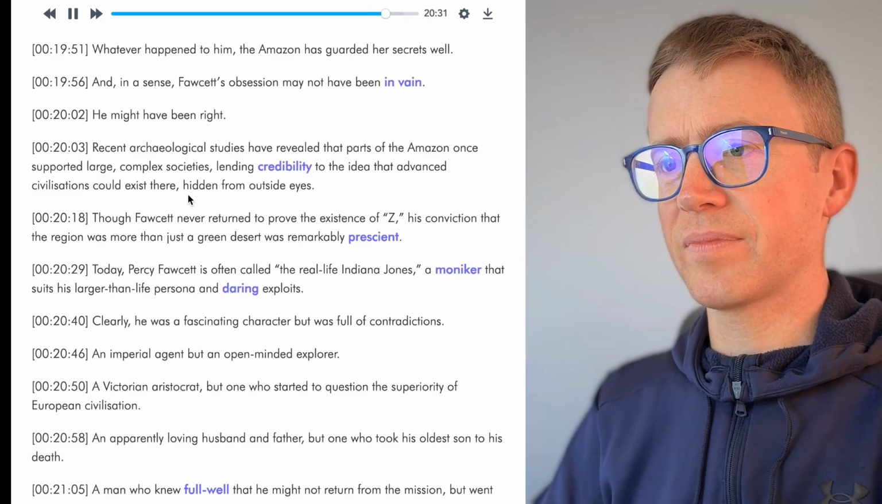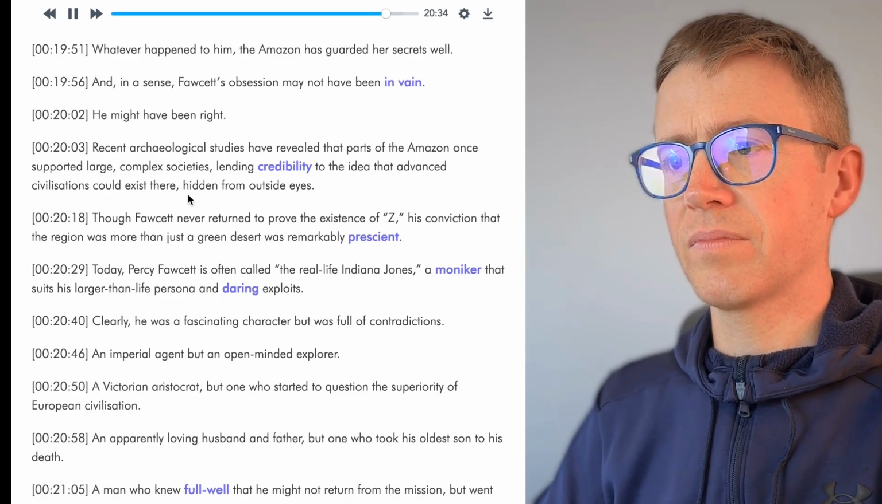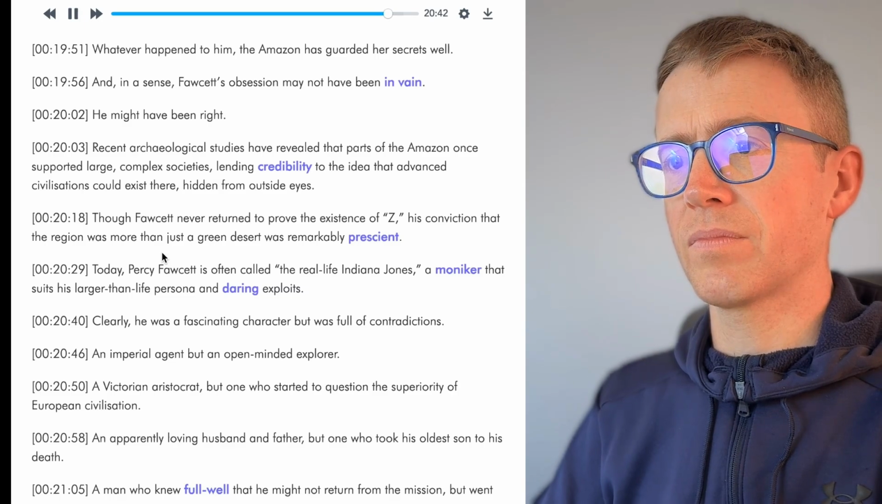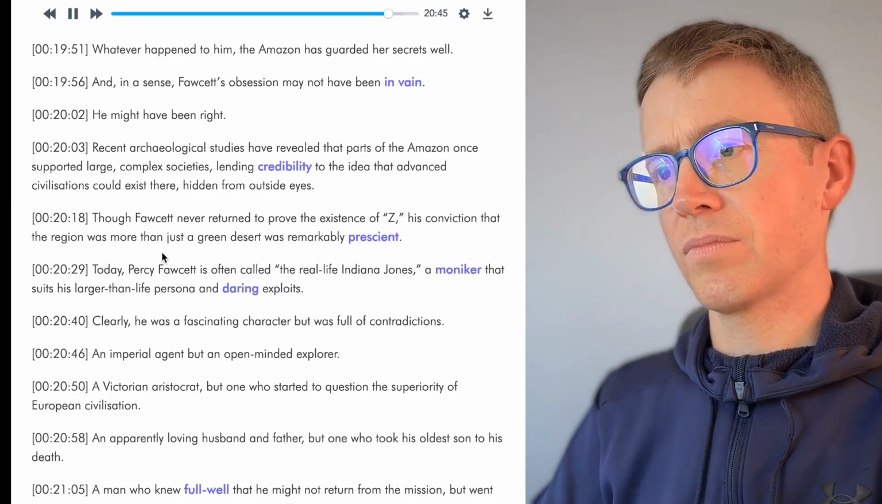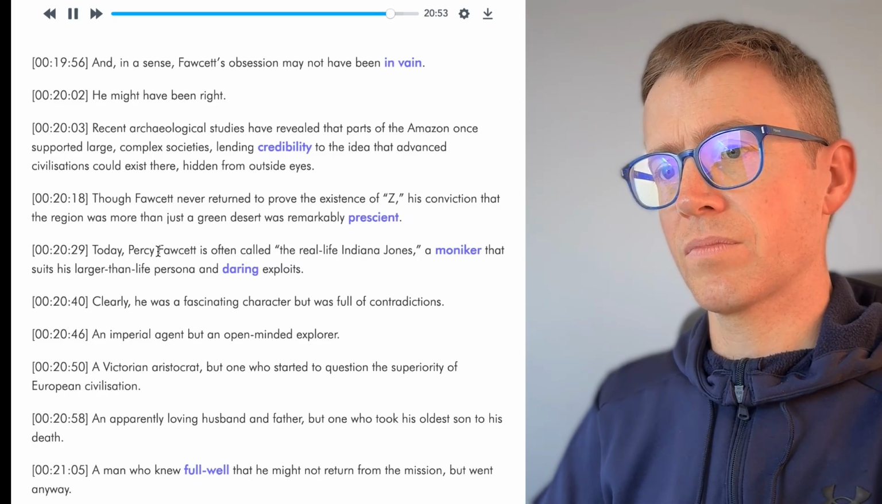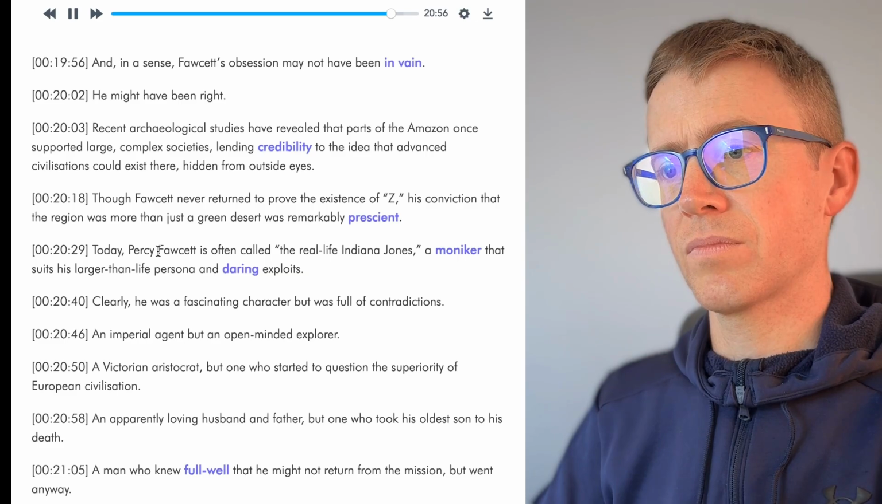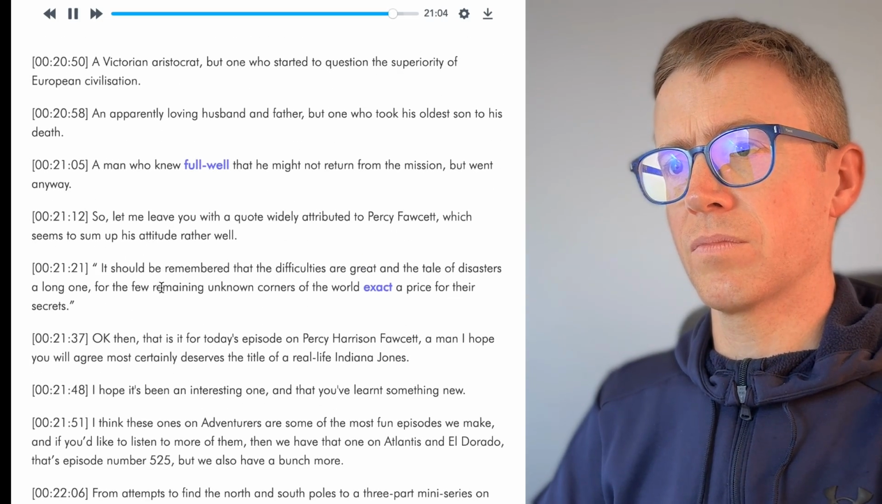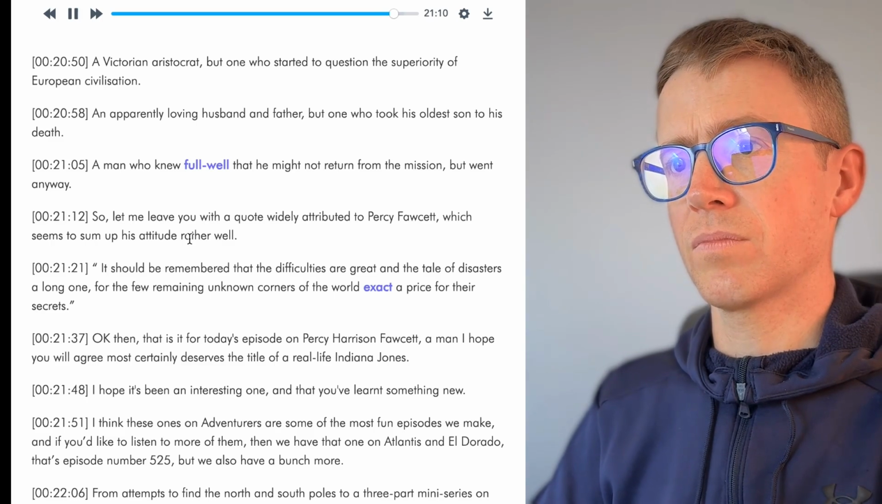Today, Percy Fawcett is often called the real-life Indiana Jones, a moniker that suits his larger-than-life persona and daring exploits. Clearly, he was a fascinating character, but was full of contradictions. An imperial agent, but an open-minded explorer. A Victorian aristocrat, but one who started to question the superiority of European civilization. An apparently loving husband and father, but one who took his oldest son to his death. A man who knew full well that he might not return from the mission, but went anyway.